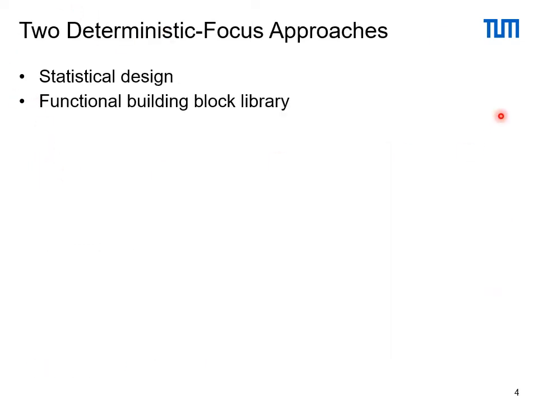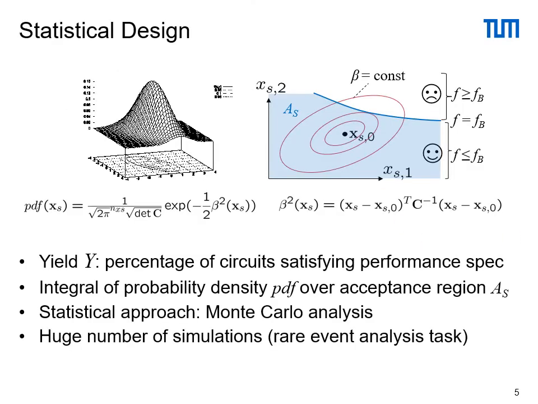In the paper there are more of them, but in the following I would like to pick two examples for approaches which are more on the deterministic focus side. One on statistical design and one on something that I would like to call a functional building block library. So let's start with the first one, statistical design.